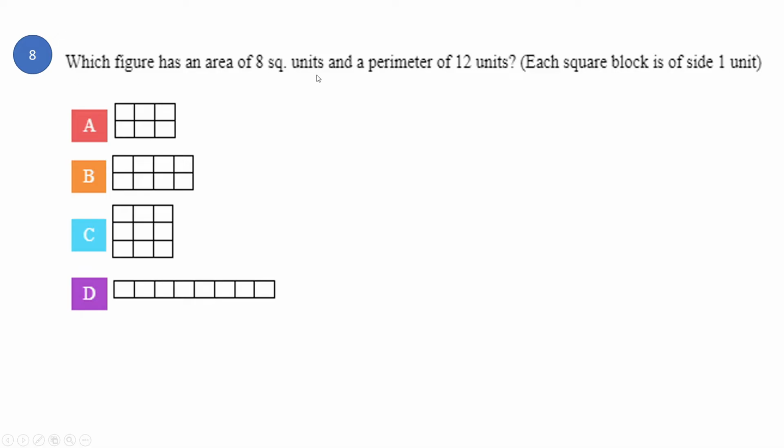Which figure has an area of 8 square units and a perimeter of 12 units? Remember, each square is a block of side measuring 1 unit. Your time starts now.